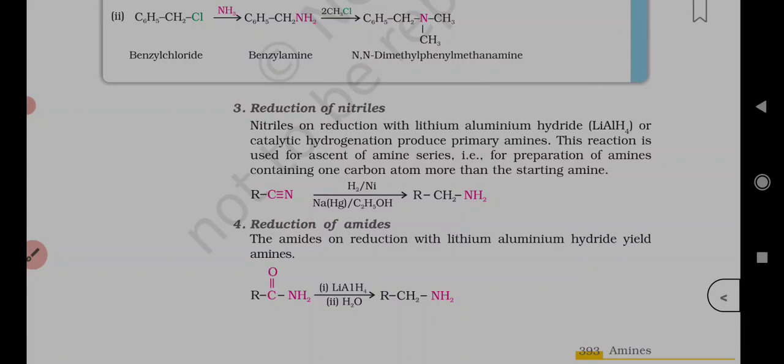So you have to take phthalimide, which is benzene, C=O, C=O, NH. In the presence of ethanolic potassium hydroxide, you get potassium salt of phthalimide. Potassium salt of phthalimide on heating with alkyl halide, that is RX, followed by alkaline hydrolysis.